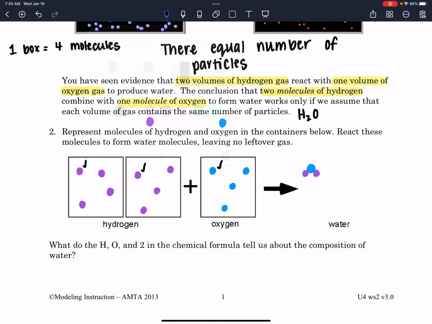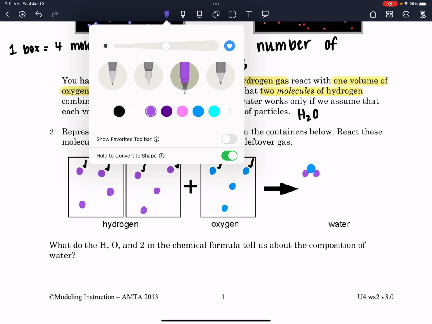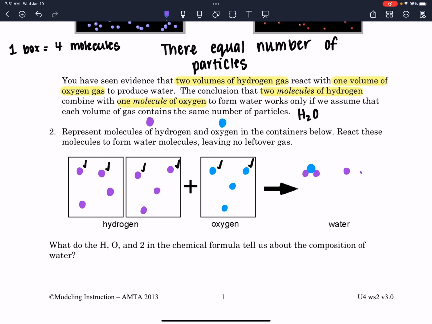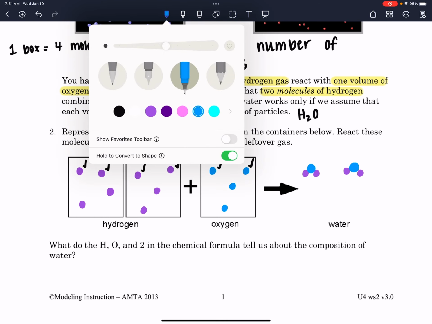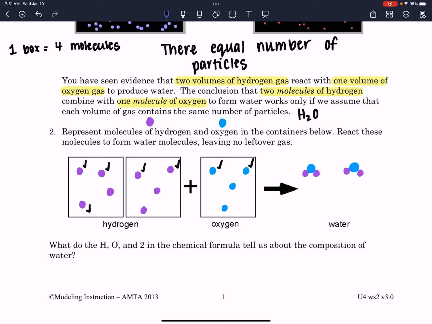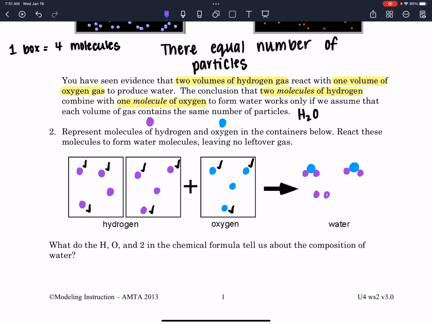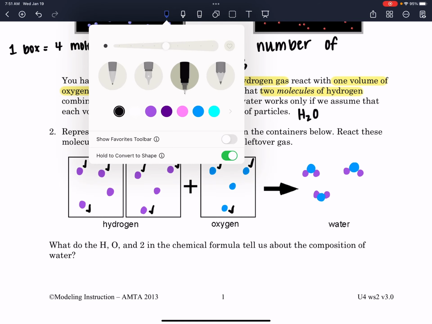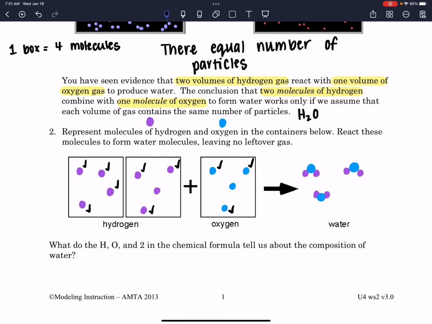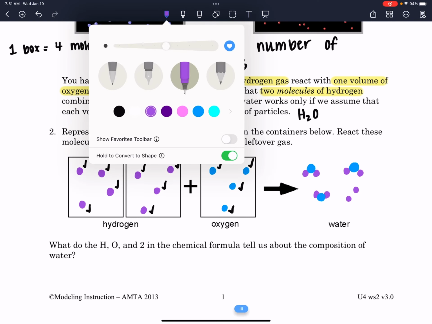So I'm just going to keep going, and I'm going to react another molecule of hydrogen and another molecule of hydrogen with a molecule of oxygen. So let's see, one hydrogen, one oxygen. Perfect. Let's keep going. One hydrogen with another hydrogen with an oxygen is going to make another molecule of water. Perfect. And then I only have one more molecule left in each container. One molecule of hydrogen with another, and my last molecule of oxygen is going to make one more molecule of water.